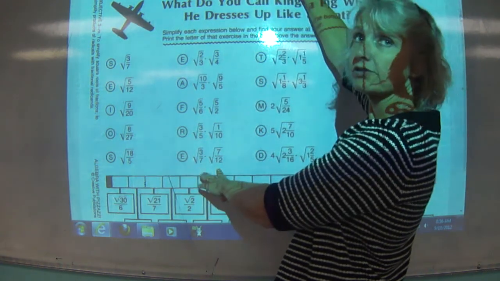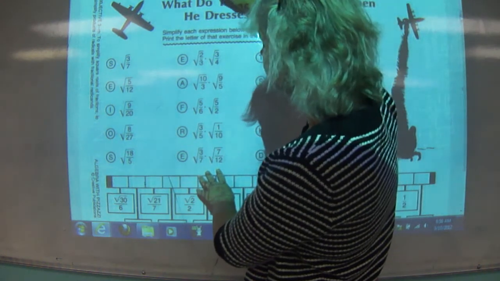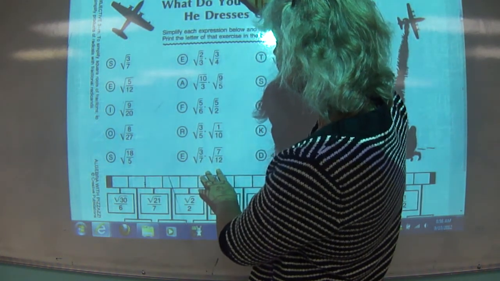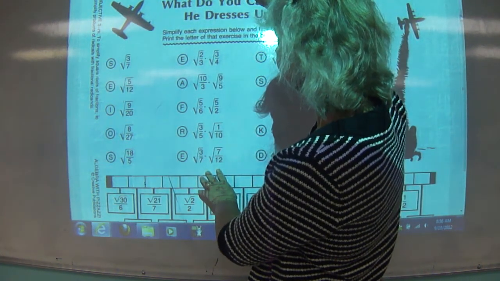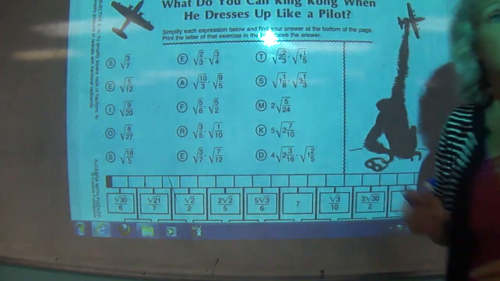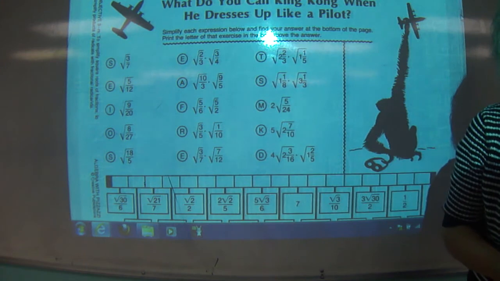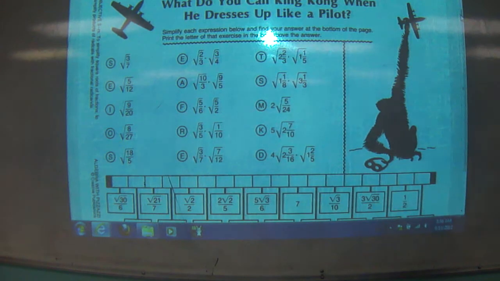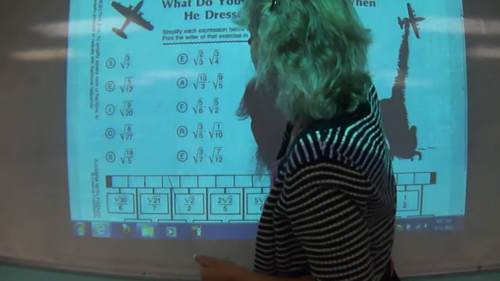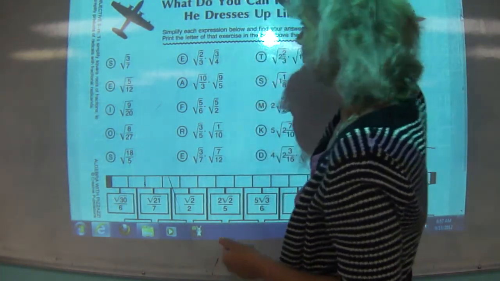Do we know the factors of 12? It's 2 times 2 times 3. So, can we simplify under the square root sign? The answer is yes. Because if you already have big ones under the square root sign, simplify under the square root sign. So we can go ahead and do a big one here.